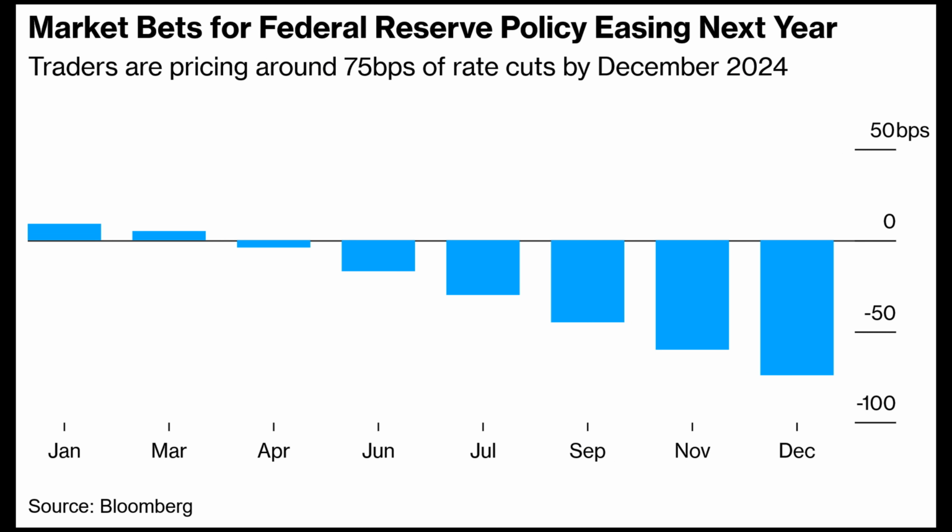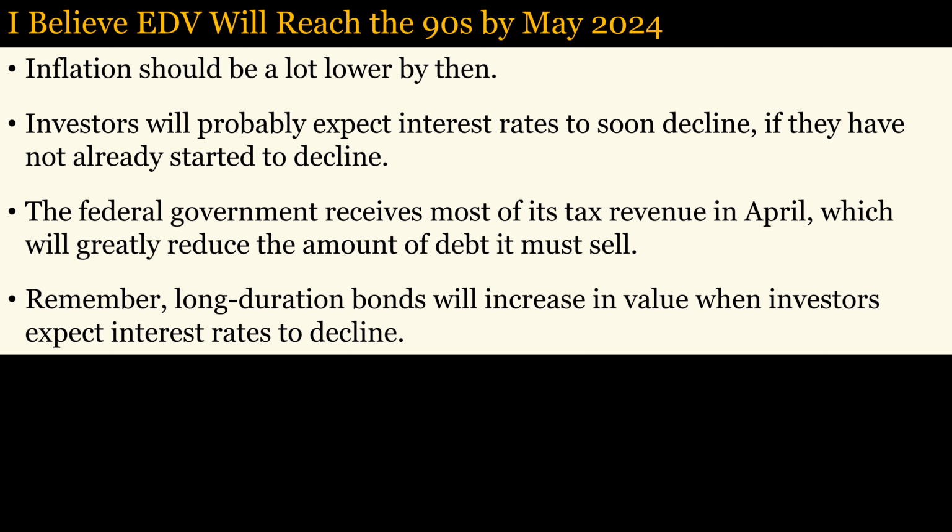The market is now projecting a 0.75% reduction in the federal funds rate by the end of 2024. If inflation continues to decline, then I believe that EDV will reach the 90s by May 2024. I believe inflation will be a lot lower by then, and that the economy will be slowing significantly from the high interest rates. With the economy slowing, many investors will expect the Federal Reserve to start decreasing interest rates.